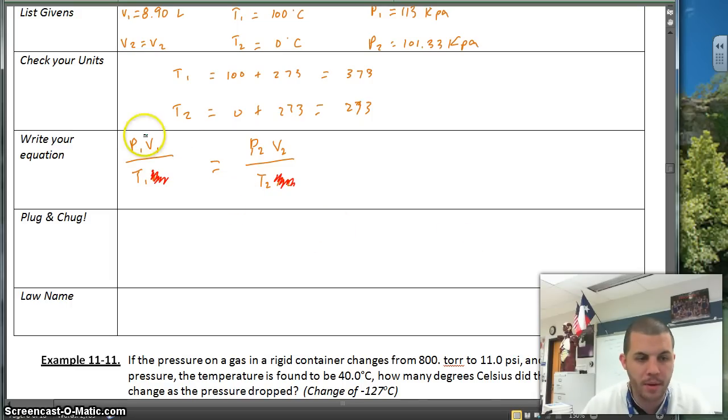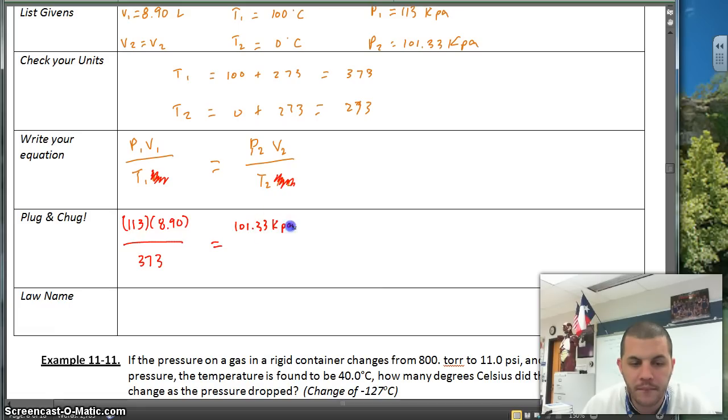Okay, let's plug and chug. P1 is 113 kPa. V1 is 8.90. T1 is, remember we changed it to 373. That equals P2, which is 101.33 kPa. V2 is our unknown. That's what we're looking for. And T2 is 273 Kelvin.